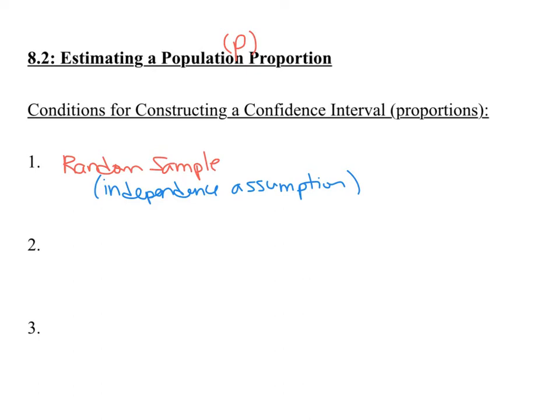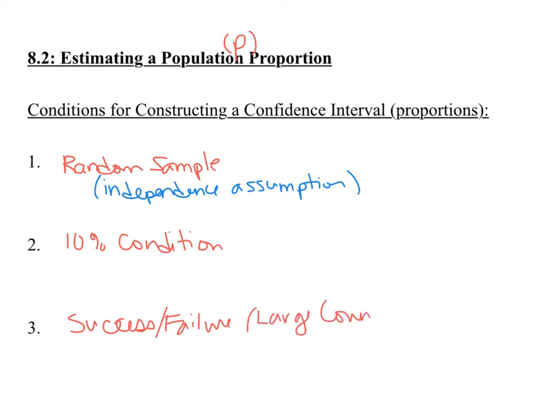The second condition is the 10% condition. And the third condition is the success failure condition, which you also might see called the large counts condition. And in this one, we want both our n times p hat, not n times p, and our n times 1 minus p hat to be both greater than or equal to 10.